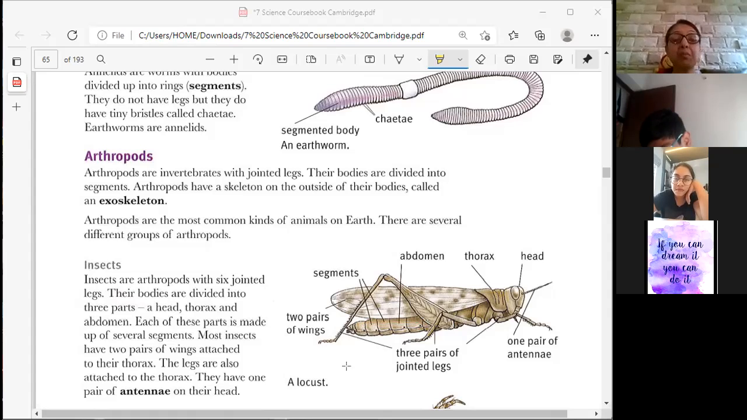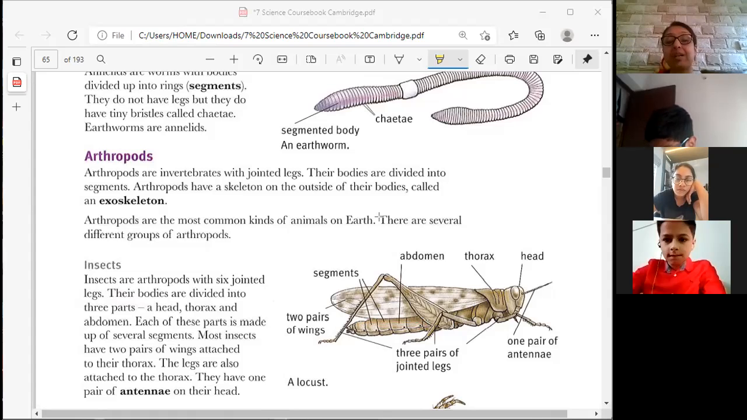Most insects have 2 pairs of wings attached to their thorax. You can see the pair of wings. Locust has it, cockroach has it too. If you have seen a cockroach, you have 2 pairs of wings attached to the thorax. The legs are also attached to the thorax. And they have 1 pair of antenna on their head. Now 1 pair of antenna, that means how many antennas in total? 2. You can see these 2 antennas.